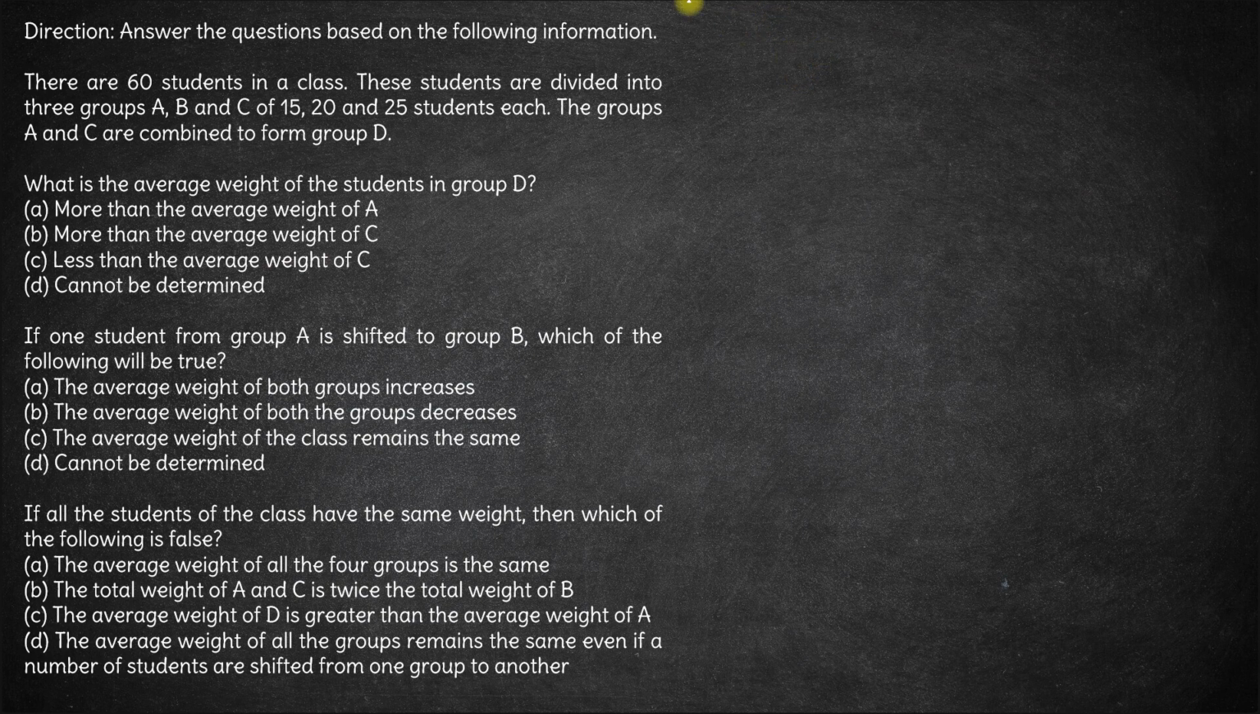Okay. So we have three groups A, B and C. I'm writing C because we have to combine A and C. Group A has 15 students, group B has 20 students and group C has 25 students. Now A and C are combined to form group D, so the number of students in group D will be 40.